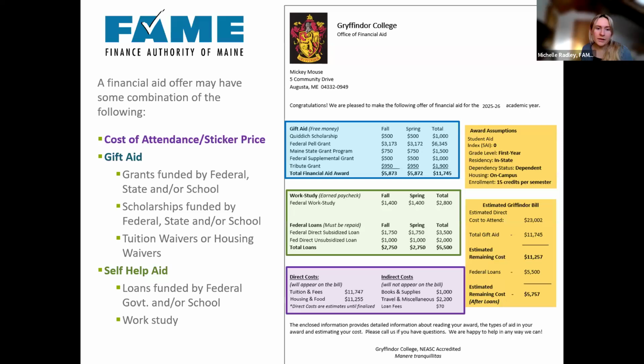And then we'll look at gift aid. Gift aid is, again, that free money piece, the piece that we want to maximize. And it's all broken out really nicely in one chunk at the top of the award, which is really great. You can see there's a variety of different pieces here, ranging from things like what would be considered a sports scholarship, like a Quidditch scholarship, to something like a Pell Grant. So again, these things vary, and it really depends on school to school what they're going to offer.